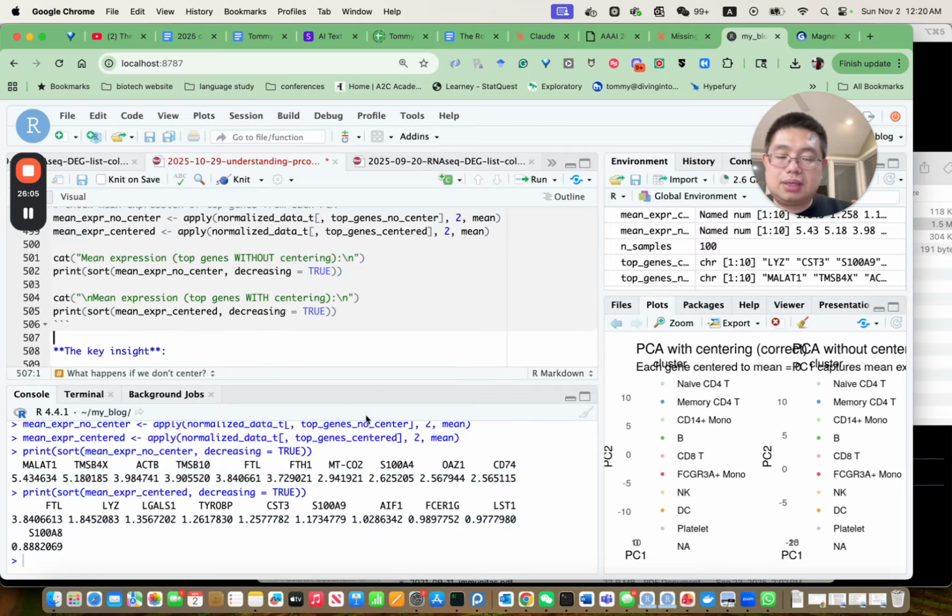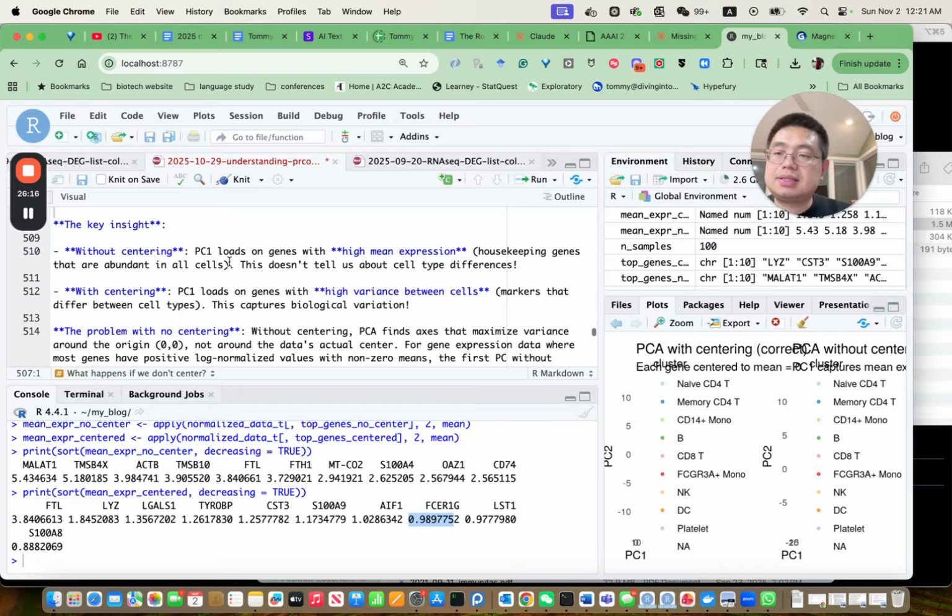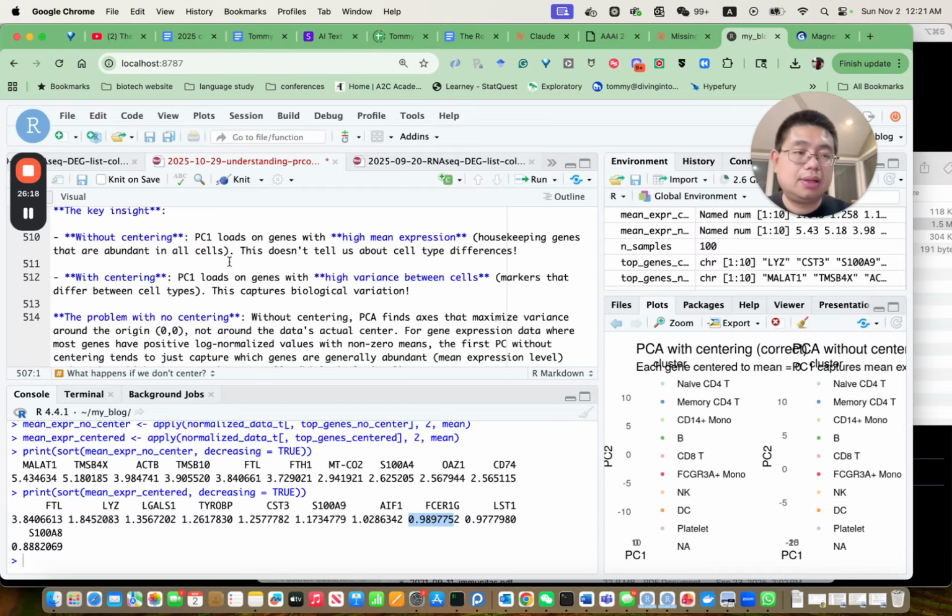Again, those are the log normalized data. So a value of 3 and a value of 1, actually those are big differences. The key insight here is that without centering, the PC1 loads on genes with high mean expression, for example, housekeeping genes that are abundant, but that doesn't tell us about the cell type differences.